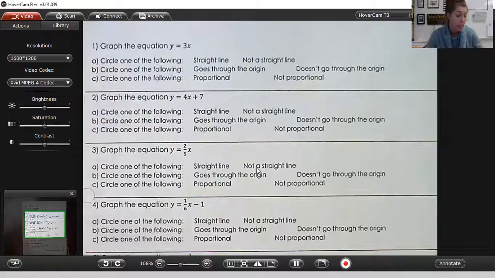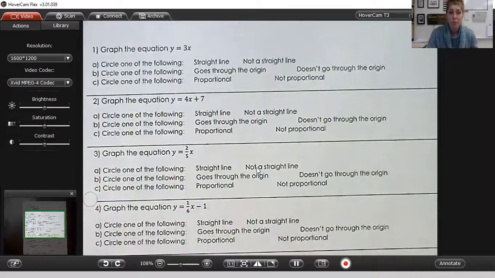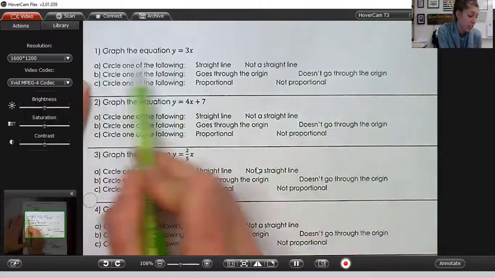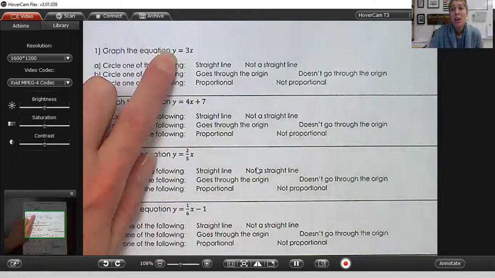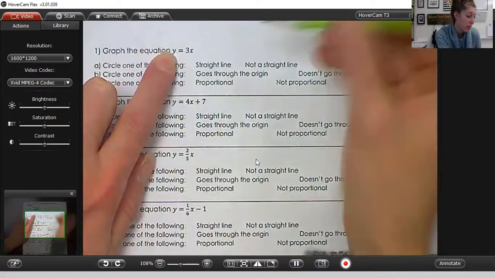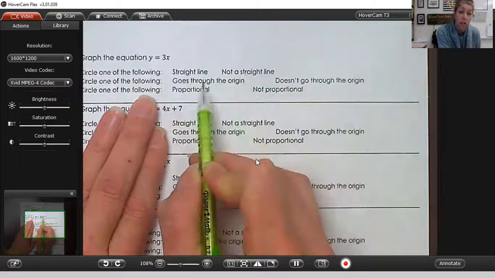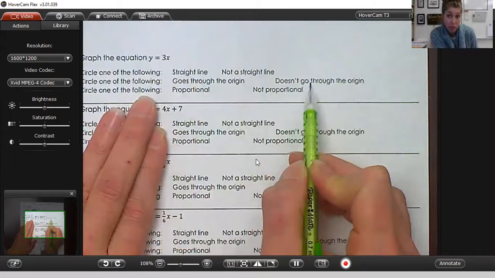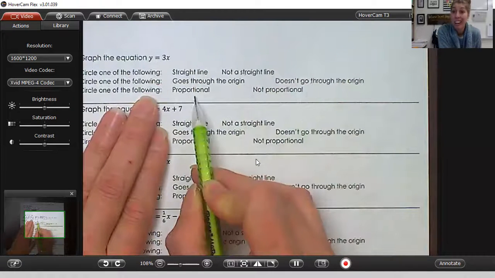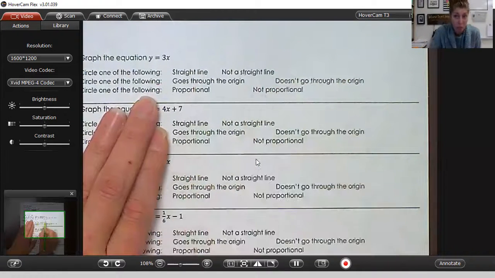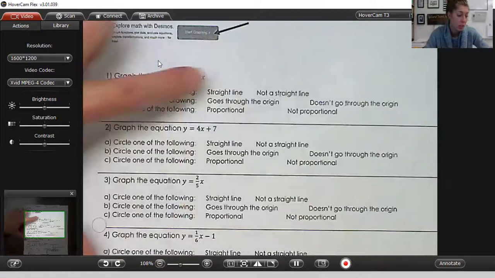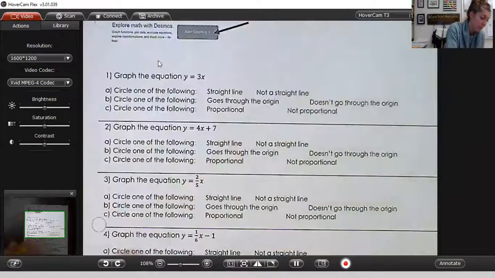So what you're going to do is answer the same few questions about 5 different lines on here. The first graph asks, is the equation y equals 3x. There are some things I'm going to be looking for before I type this in. It's either going to be straight or not straight, go through the origin or not go through the origin. And then I'm going to decide if it's proportional or not proportional. So y equals 3x is the one I'm going to type in.